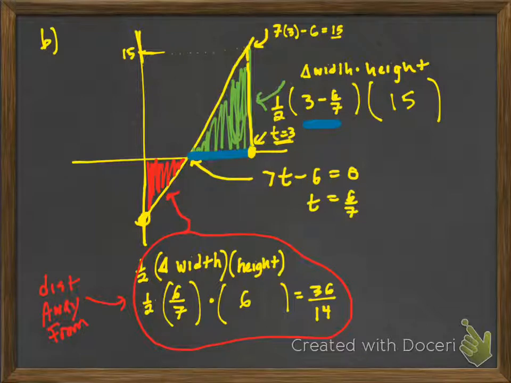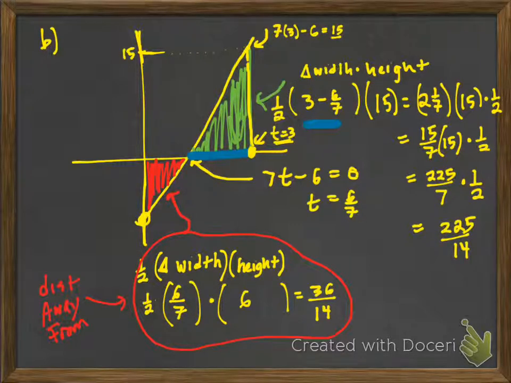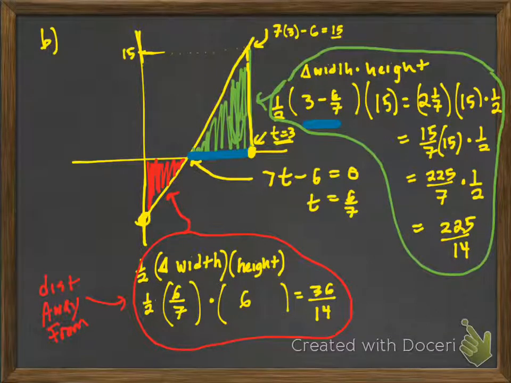And then from there, we get the area of that triangle. It's got a lot of fractions: 15/7 times 15-ish times a half, and then altogether 225 times a half, or 225/14. Beautiful number. But the idea is we're going to add both of those together. We don't care about one being negative and one being positive here. We want to think of them both as positive for total distance traveled.